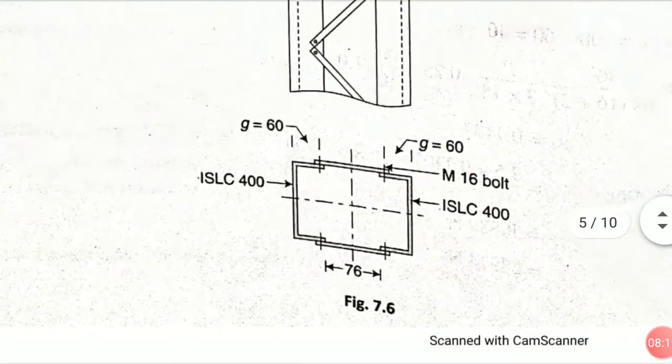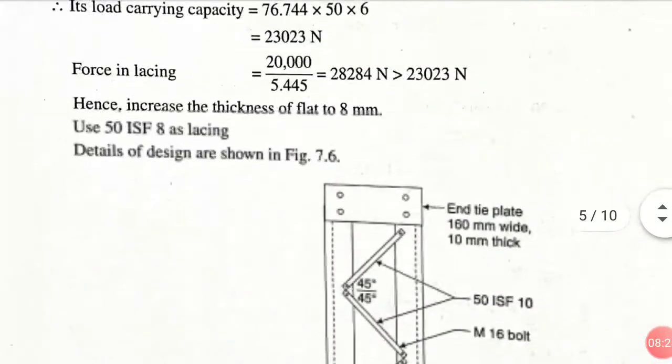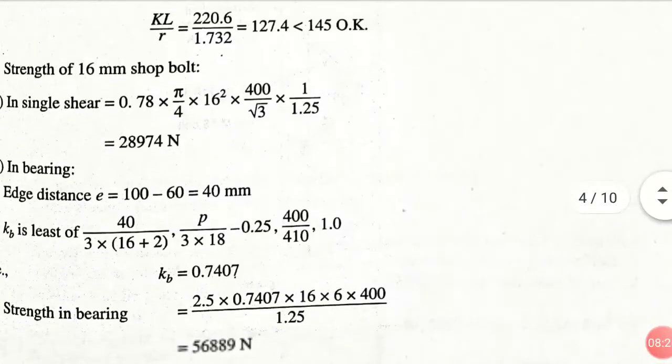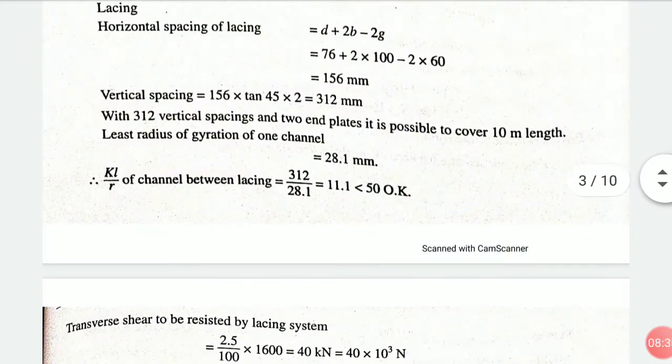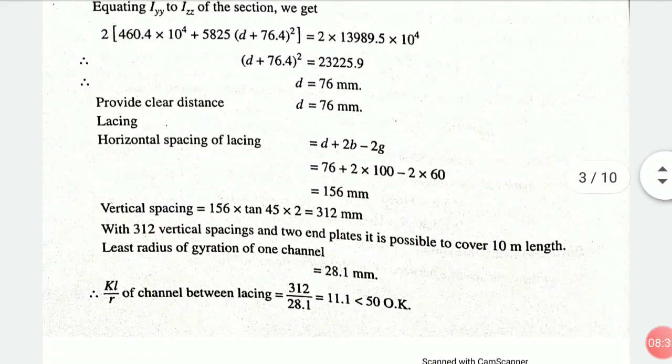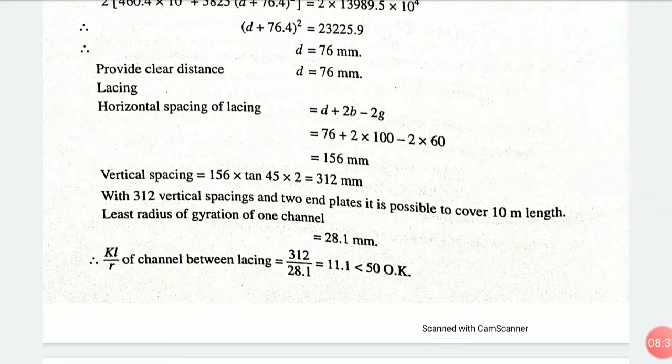See here, G is equal to 60 mm. So check the minimum gauge distance clause first, then write it. The horizontal spacing of lacing is D plus 2B minus 2G, 156 mm.